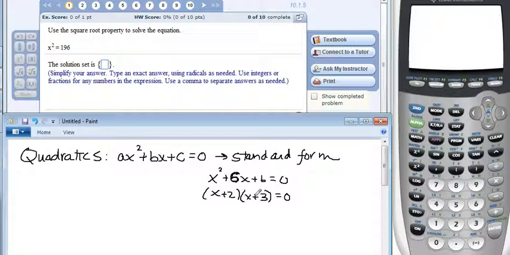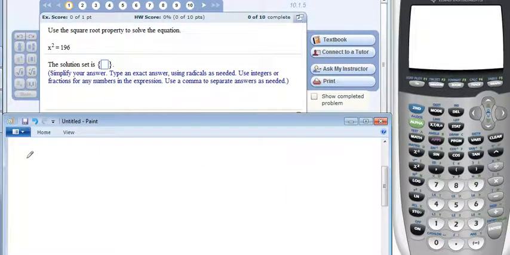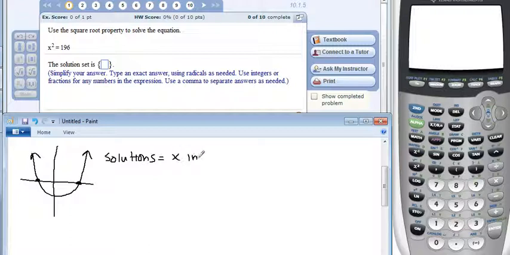One is going to be called the square root property, which we'll do in this section. Then we're going to complete the square. Then we're going to use the quadratic formula. Okay? So these quadratics need to be solved, and anytime that we have a quadratic, let's just draw a picture right here. Typically we have 2 solutions. The solutions are the x-intercepts, and these are also called the zeros of the function.